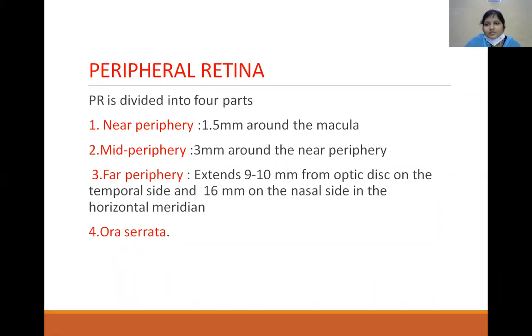Near periphery means it is about 1.5 mm around the macula. Mid periphery means 3 mm around the near periphery. Far periphery means it is about 9 to 10 mm from the optic disc on the temporal side and 16 mm on the nasal side. And ora serrata is the most peripheral part where the retina ends. It has a serrated edge, and from there it continues into the choroid. At the ora serrata, the retina is firmly attached to the vitreous base.